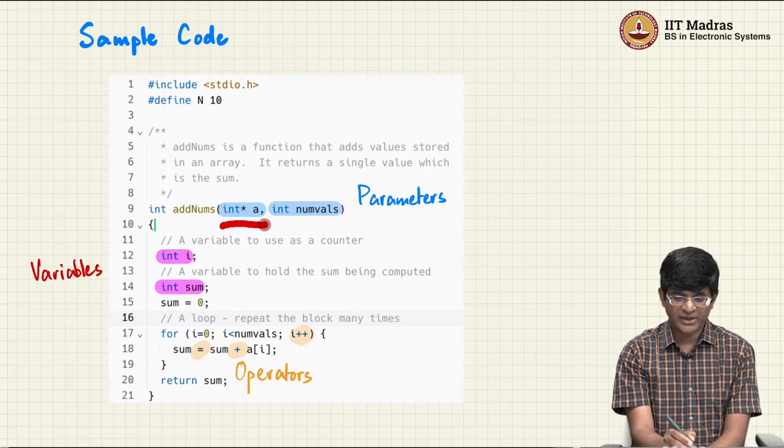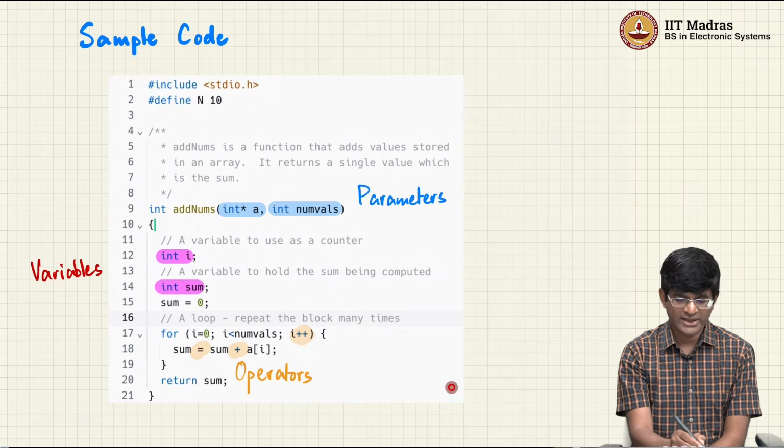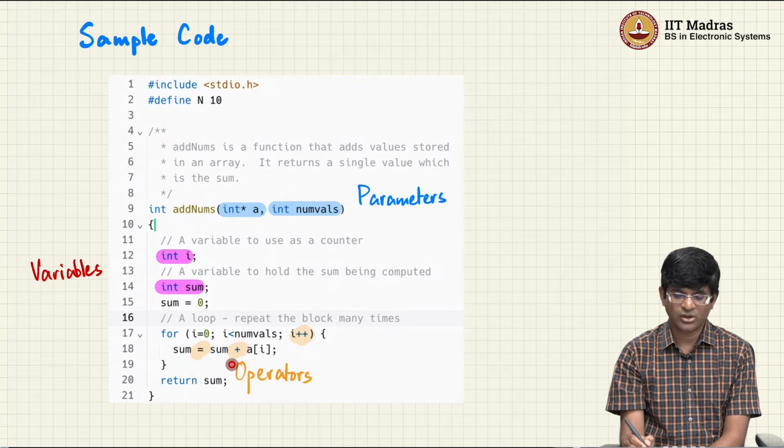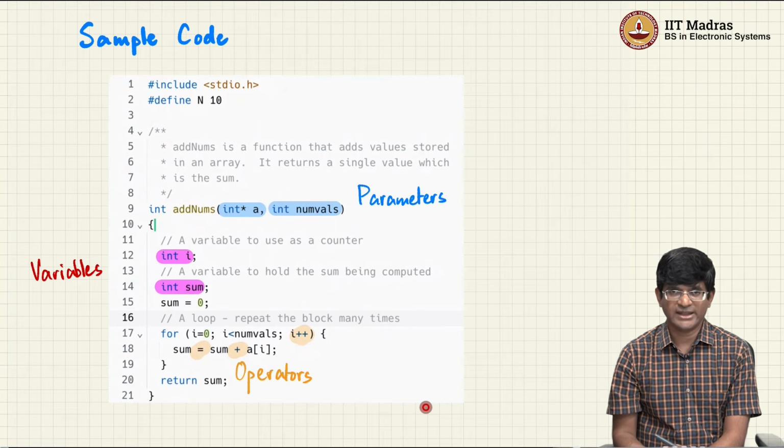And finally, we have yet another set of symbols that are there inside this program. For example, you will see that sum equals, sum plus, and i plus plus, right. All of these are what are called operators. Once again, we will look into what exactly operators are in a little bit more detail later.